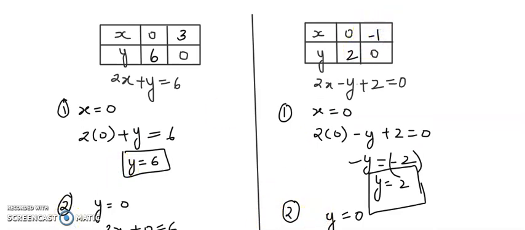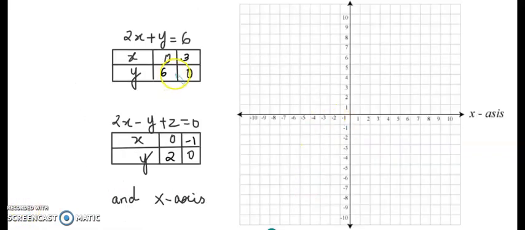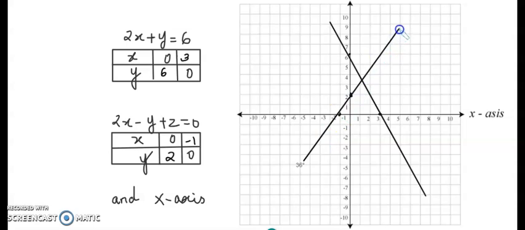Let me put it down and graph it. So let's mark the first point 0, 6 and 3, 0. That's this line. Then 0, 2 and minus 1, 0. Right? So let me draw that. Something like this and something like this.